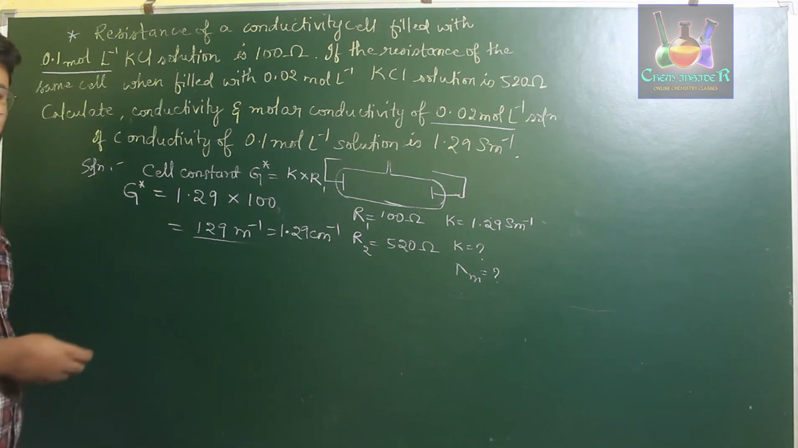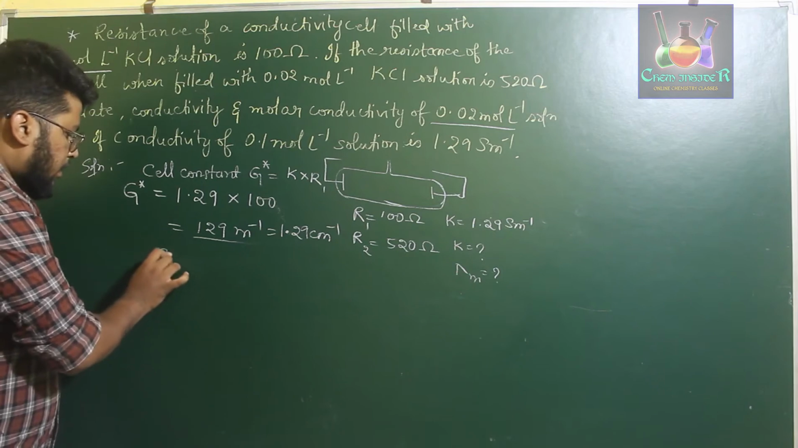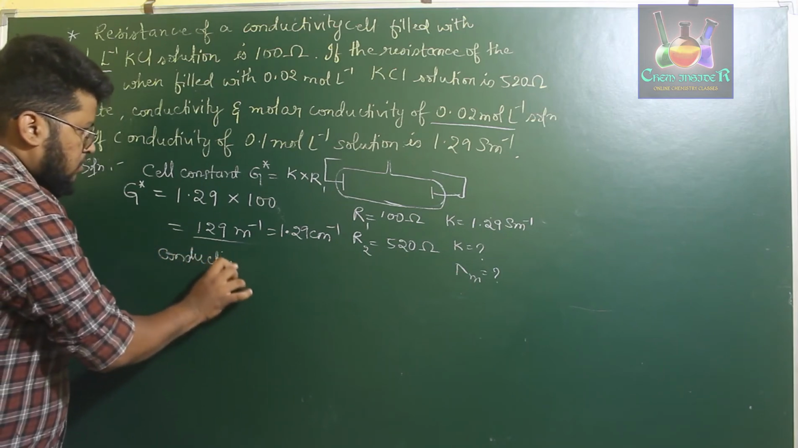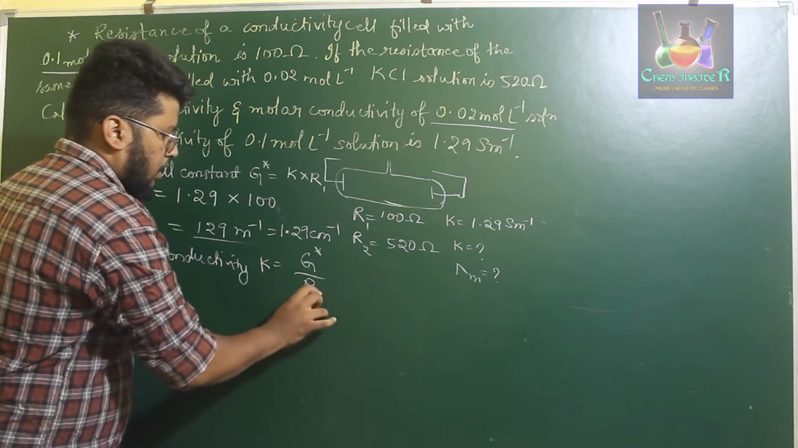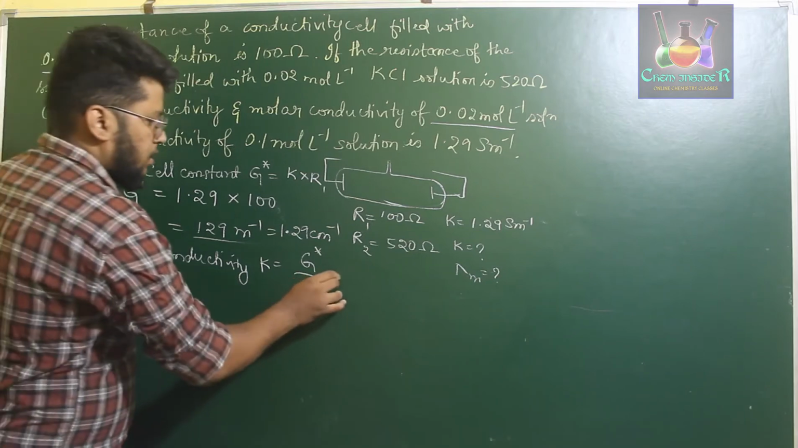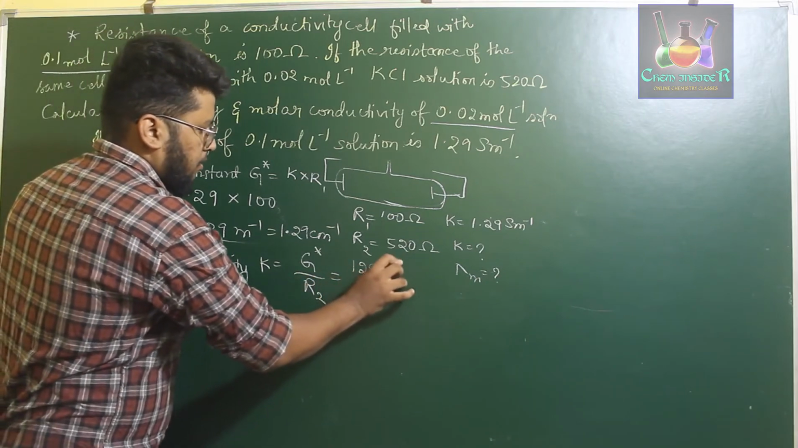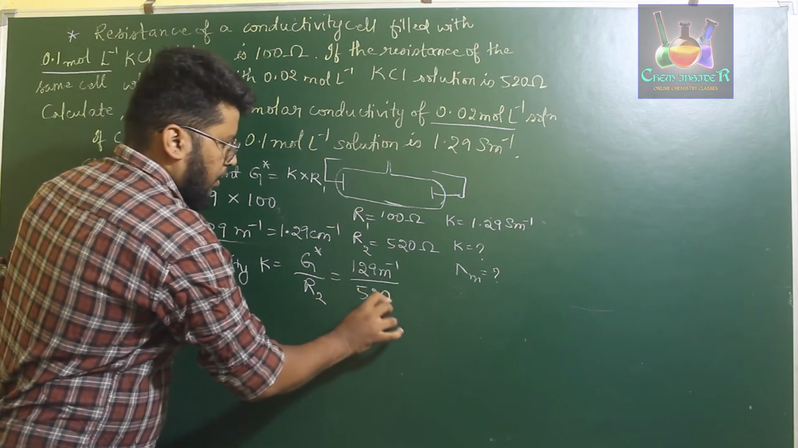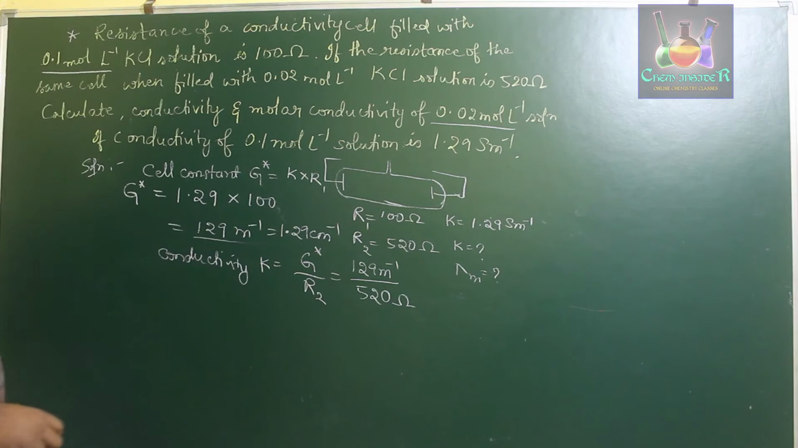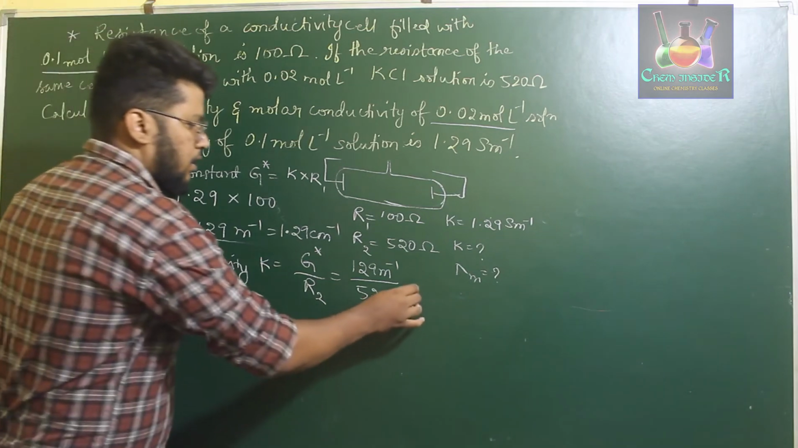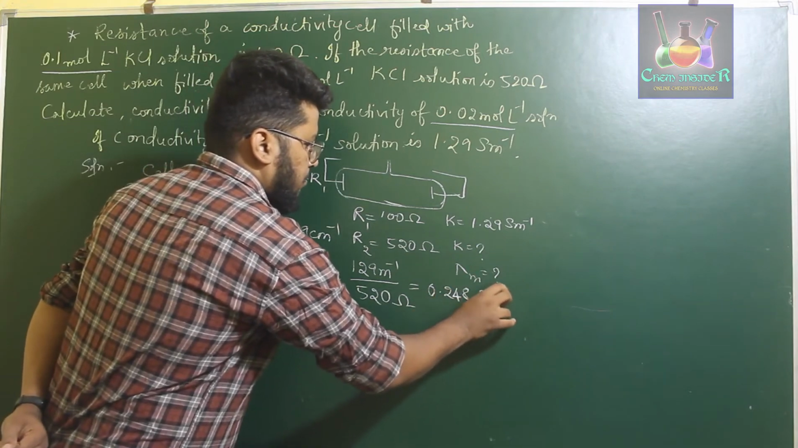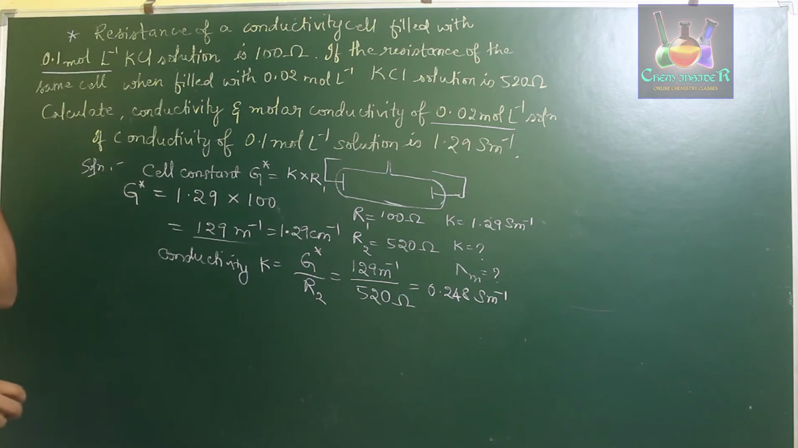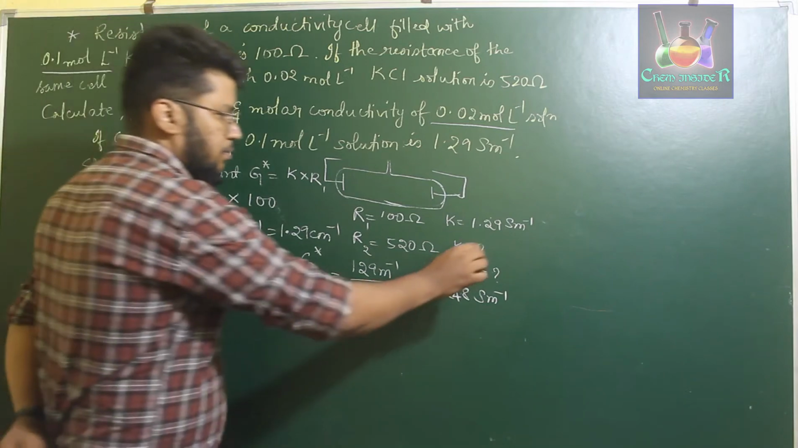Now for the kappa value of the second solution, that is conductivity, kappa is equal to G star divided by R2. That equals 129 per meter divided by 520 ohms. That gives us 0.248 Siemens per meter. So that is the conductivity of the second solution, which we have calculated.